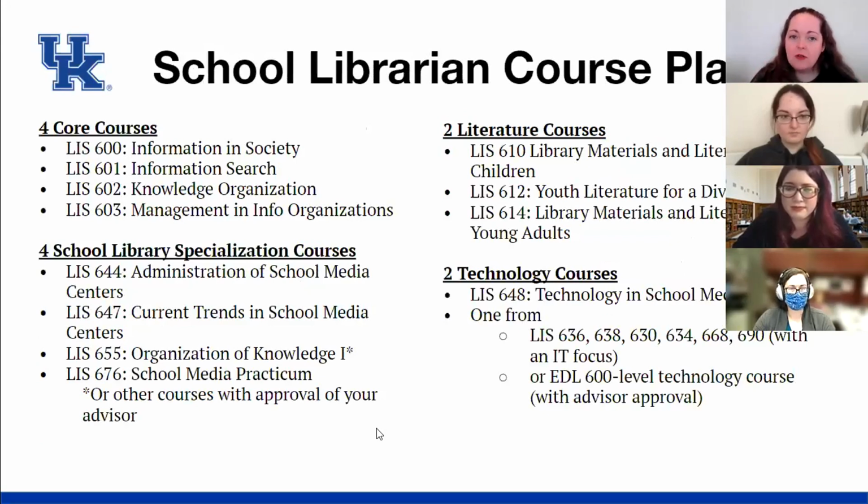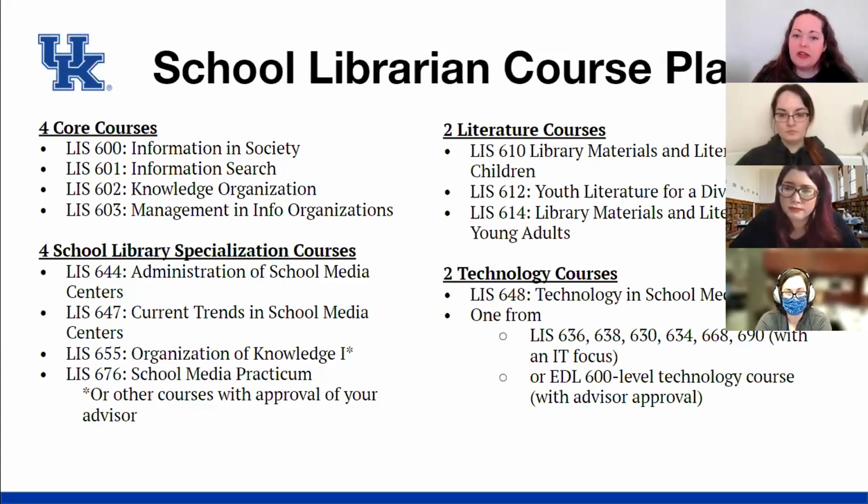I did want to briefly go over the school librarian course plan, just in case we have anyone watching the recording that applies to. So again, the same 4 core classes, 600 through 603. And then our school library students have their specialization courses. They all have to take these 4 classes: Administration of School Media Centers, Current Trends in School Media Centers, the School Media Practicum, which we've already mentioned, and then the 4th class, Organization of Knowledge. Sometimes we have that on offer, but often there are other classes that can fulfill that requirement. So our students work with the school library media program faculty advisor, Dr. Marie Cahill, to choose a class that best fits their course plan. So there's some choice there.